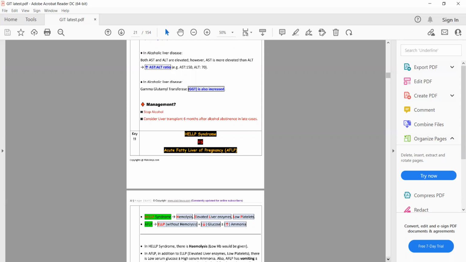HELLP syndrome is basically a complication of pregnancy. So if a pregnant woman presents to you with elevated liver enzymes, you will have to look at the other lab values. If anemia and low platelet counts are mentioned, then most probably the abnormal LFTs in pregnancy in this patient will be due to HELLP syndrome. The second one is acute fatty liver of pregnancy. The cause of HELLP syndrome is microvascular endothelial activation.